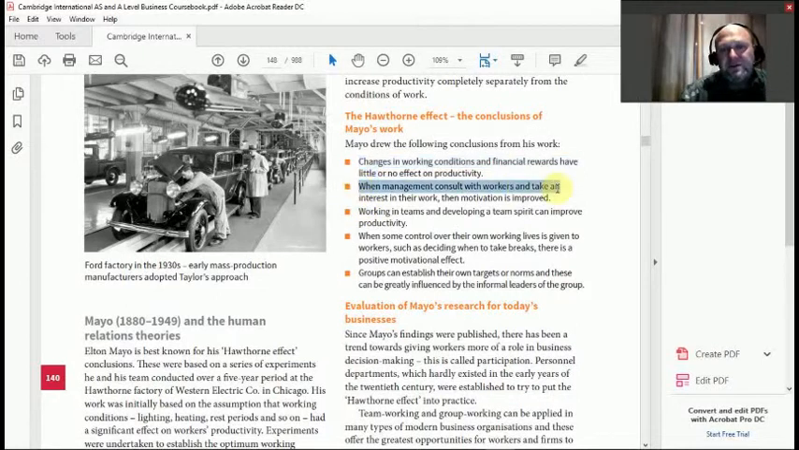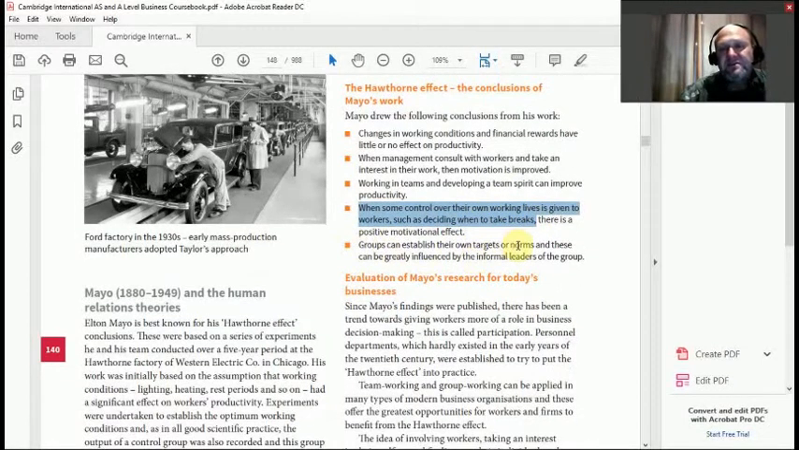When management consulted the workers and took an interest in their work, the motivation improved. Working in teams developed a team spirit, and that also improved productivity. And when some control over their own working lives was given to the workers, such as how and when to take breaks, it created a positive effect. And then groups could establish their own targets and norms. In other words, they were able to set their own targets, whether they wanted to agree with the targets or exceed the targets that management put down.